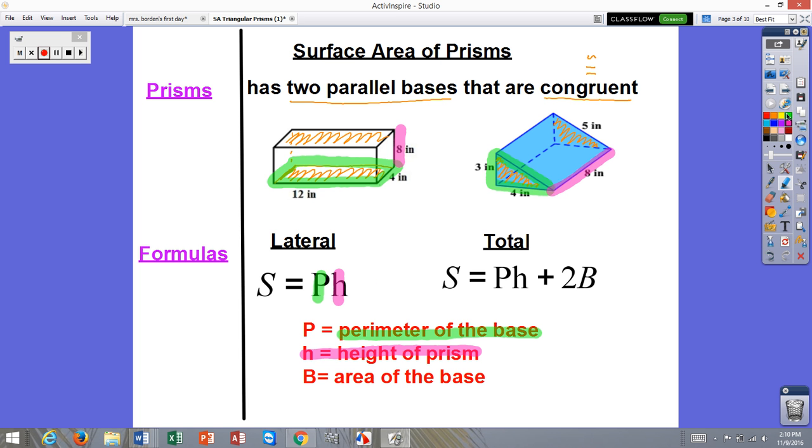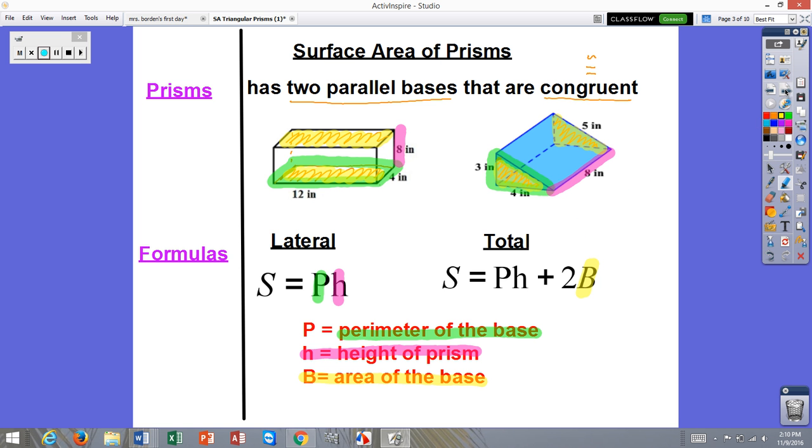Now, to get the total surface area, I then need to find the area of the base. That's what the big B stands for. The big B stands for area of the base. By finding the area of the base and understanding that there are 2, so I need to multiply by 2, I'm taking care of the area here and the area here, and then that gives me the total when I add it back to that perimeter times height that I did in the first step. Okay? So by finding the area of the base and multiplying it by 2, I'm now taking care of those two faces of the prism.